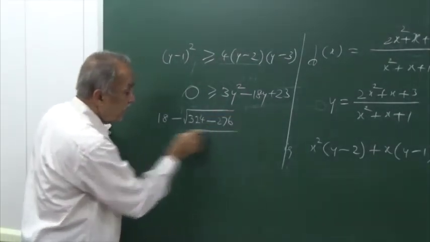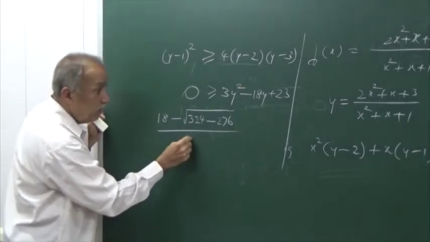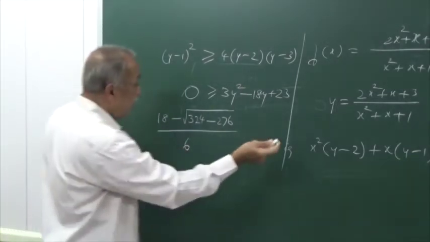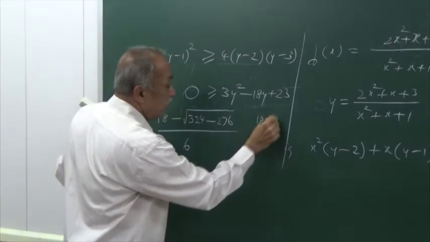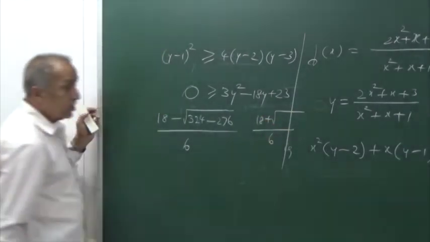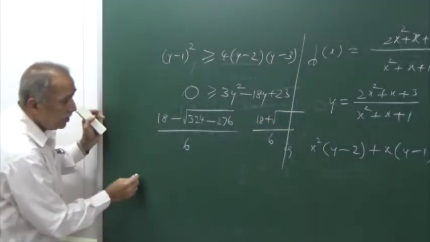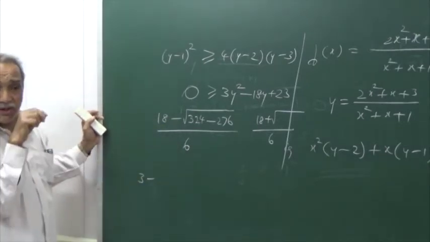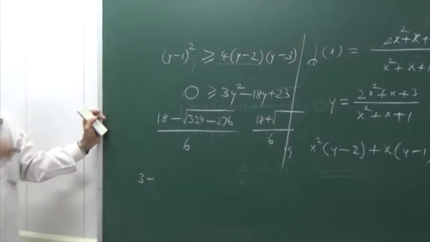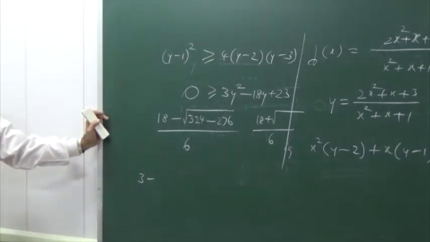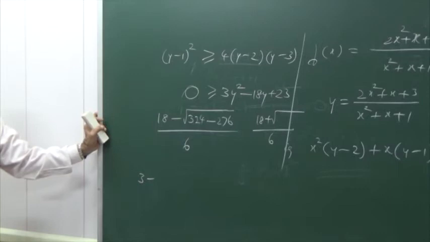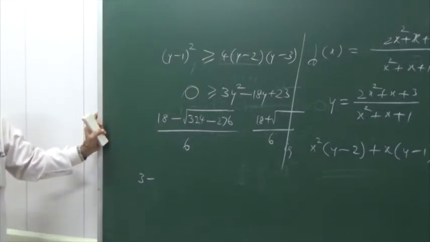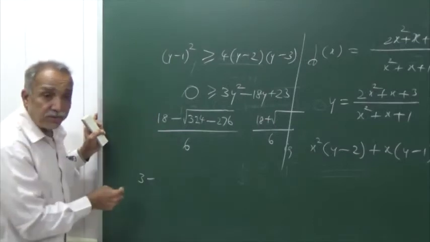276. Fine. Divided by 2a. 6. The other root is 18 plus root of, divided by 6. Y must lie between these two. Let me simplify. 3 minus how much? 48. 48 means 4 root 3. Yes, 4 root 3 by 6.